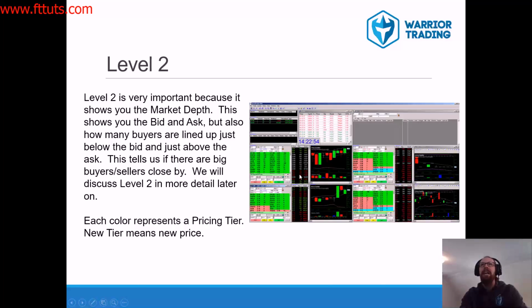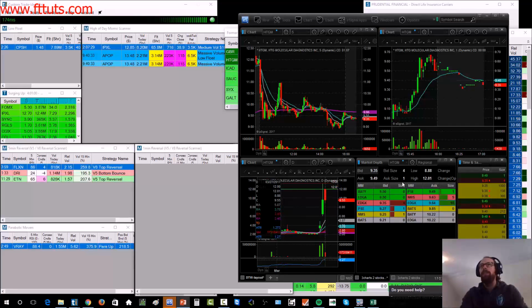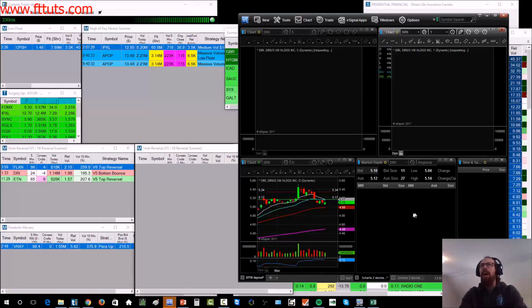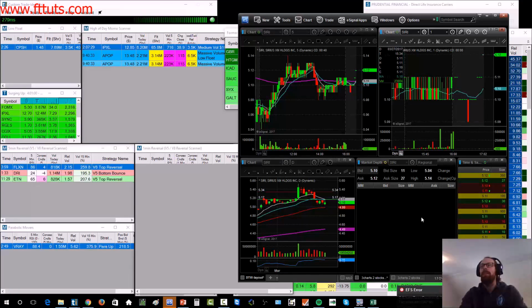Okay, so if I back out of this for a second, you'll see right here on the stock HTGM, 950 by, and this is across level 2. Sometimes this happens, and it happens after hours more often than during regular trading hours, so we'll switch to a different stock. So here we have Siri. We're going to pull the level 2 up on this one.